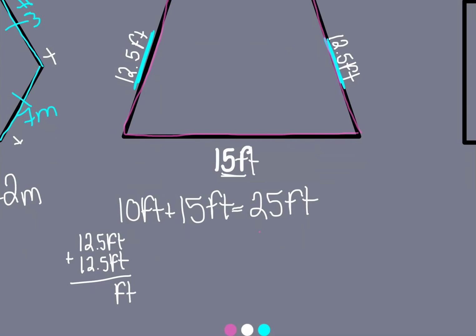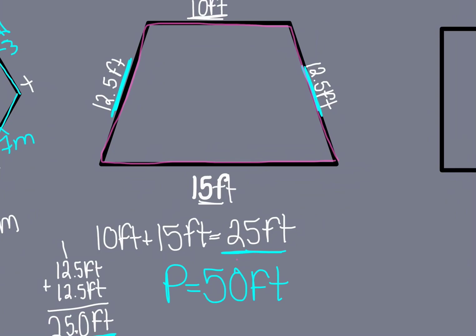0.5 plus 0.5 is 1.0. 1 plus 2 plus 2 is 5. 1 plus 1 is 2. And I'm going to add together this number and this number, which tells me my perimeter is going to be 50 feet once you add up all the sides.